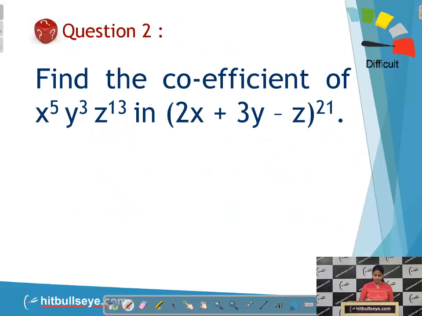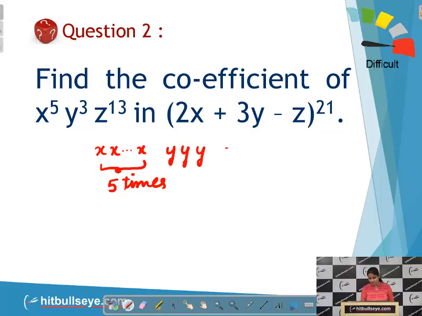concept in our question. Find the coefficient of x raised to power 5, y raised to power 3 and z raised to power 13 in the expansion of this. Now, what is x raised to power 5? That is x so on up to x written 5 times. Y cube is yyy. What is z? Z so on up to 13 times.